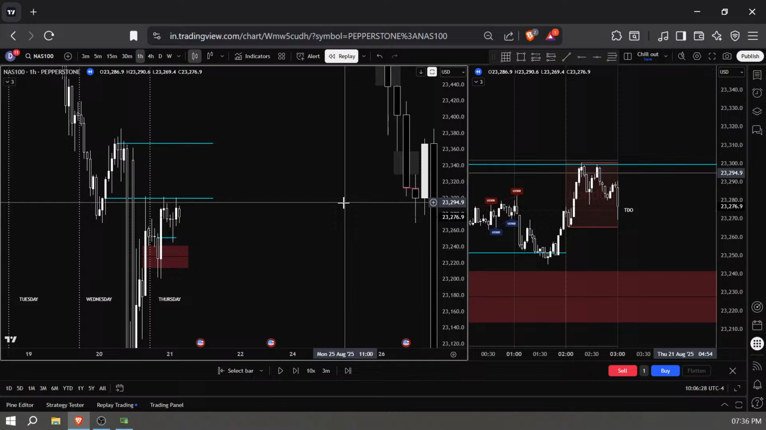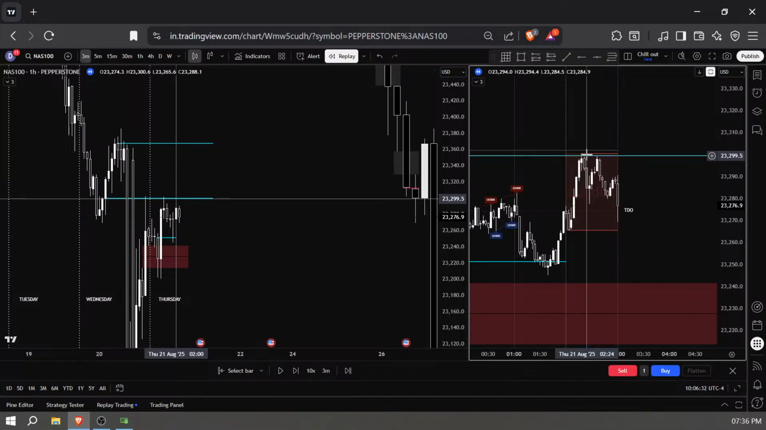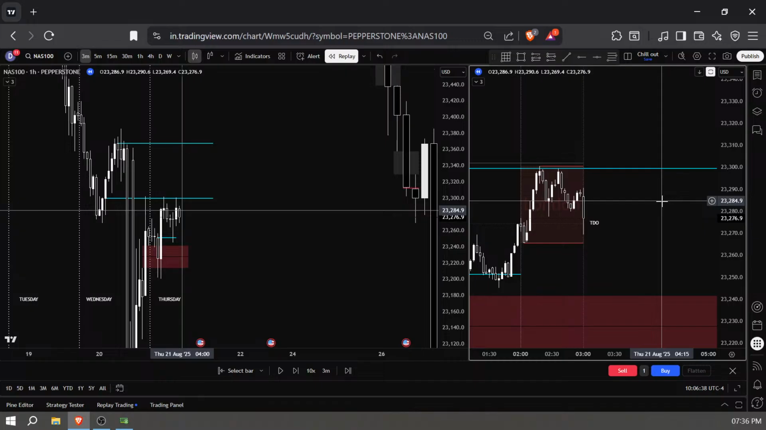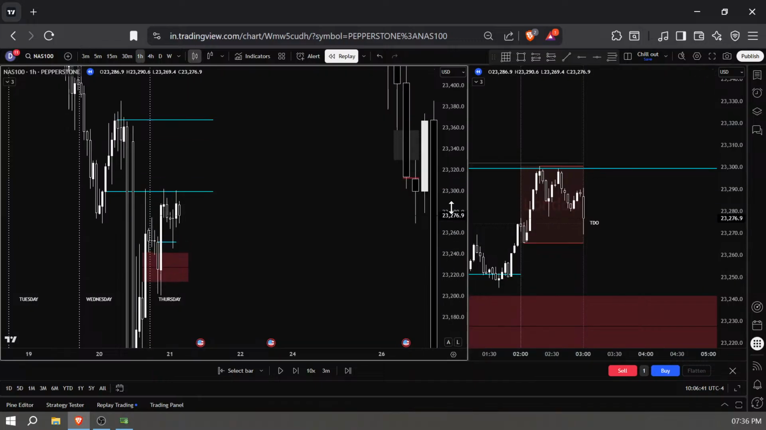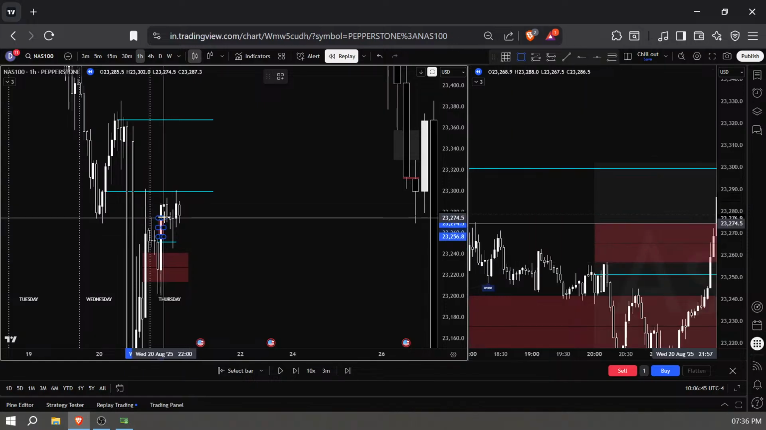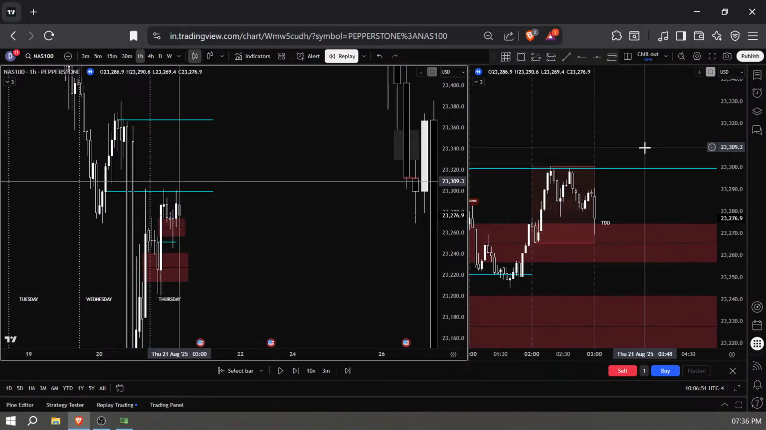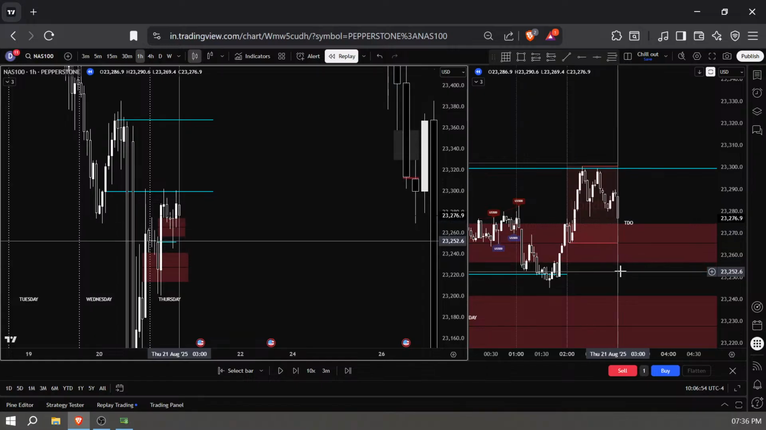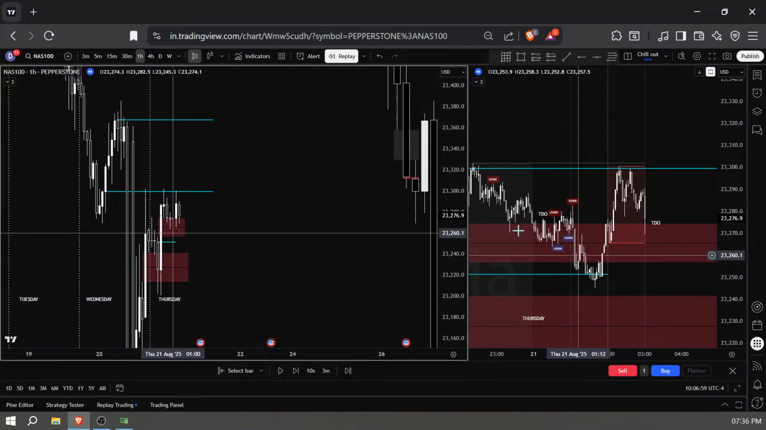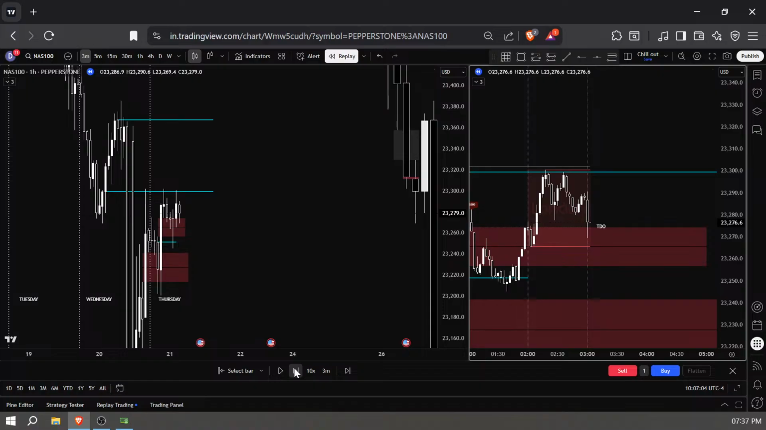So the 3 a.m. has opened here, and we are still respecting this area. So if market is planning to go higher, this 1 hour FVG has to be respected, and any trades in this area, I will keep myself below this 1 hour FVG because we also took all these liquidities to the downside. So let's see if I get any confirmation, I will go long.